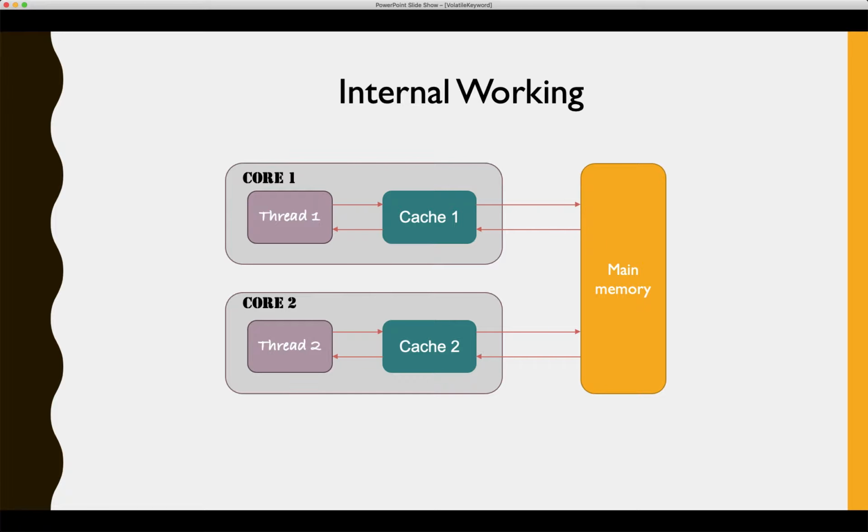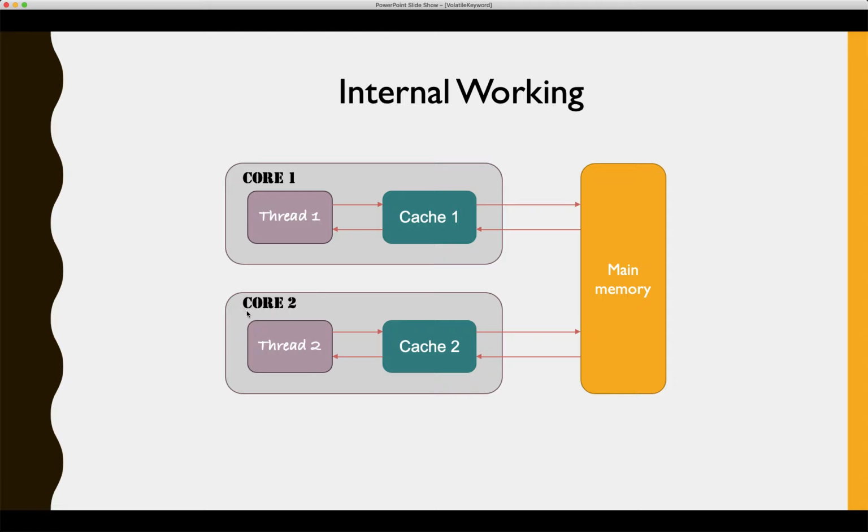Guys, I want you to first understand the internal working, how CPU, memory, cache and threads work internally. So I have taken a small example here. Here I have my main memory and then I have two cores. Let's say I have a dual core CPU, core 1 and core 2. In my core 1 I have thread 1, and in my core 2 I have thread 2.